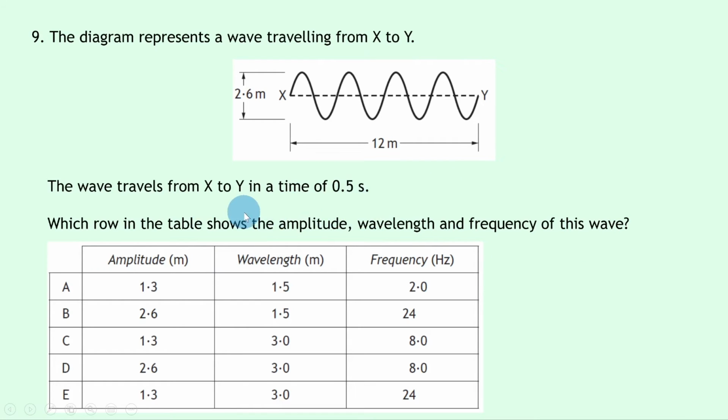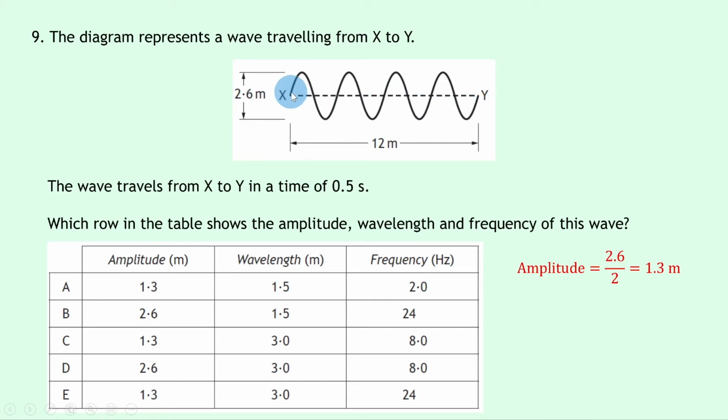Well, first of all, let's get the amplitude. And remember, amplitude is defined as half the vertical height of the wave. So from the axis to the crest or the axis to the trough. So the amplitude is going to be given by 2.6, the full vertical height, divided by 2, which is 1.3 meters. To get the wavelength, we need to find how many waves are in this pattern.